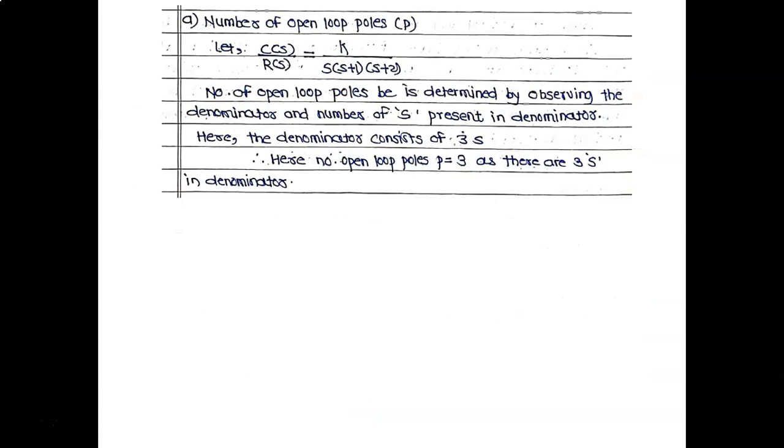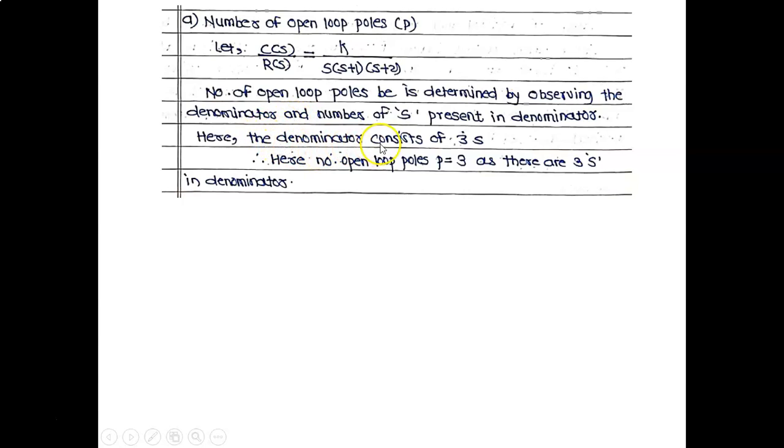Now, first is the number of open loop poles, P. Let C(S)/R(S) be equal to K divided by S into (S plus 1) into (S plus 2). Always remember, poles are there in the denominator, that is the number of S values. Here 3 S values are there, therefore 3 poles are there. The number of open loop poles is determined by observing the denominator and the number of S terms present in the denominator.